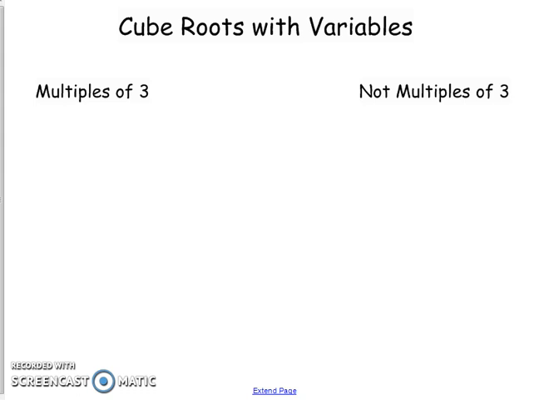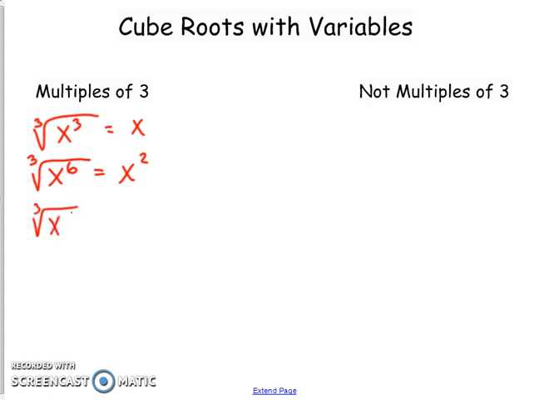All right, cube roots with variables. So a cube root has an index of 3. So if I have the cubed root of, so that little 3 there, that means it's a cubed root. It's my index, which is a 3. So if I have the cubed root of x to the 3rd, this is just going to give me x. If I have the cubed root of x to the 6th, this is going to give me x squared. If I have the cubed root of x to the 9th, that's going to give me x cubed.